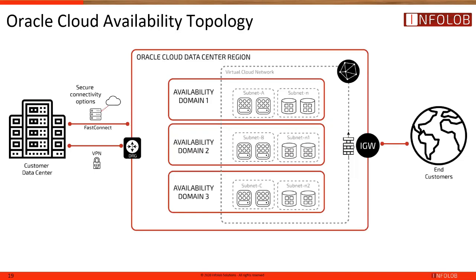FastConnect can be rolled out in less than 3 to 4 weeks, based on the availability for all your data centers currently being located. So it is something you need to work with the partner and Oracle to figure out the best connectivity path. But until then, you can leverage a VPN and start moving your non-cloud workloads.